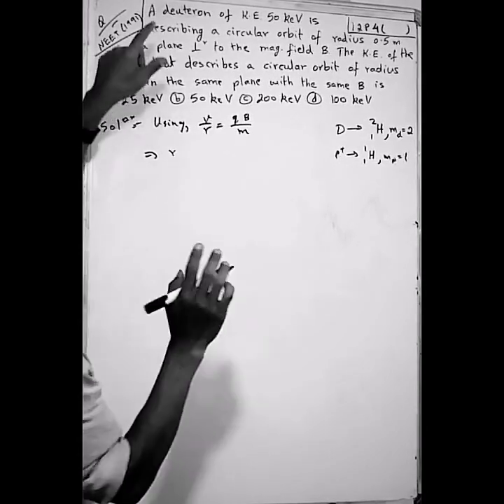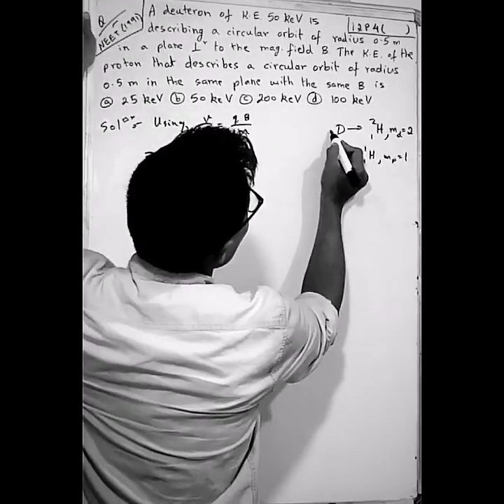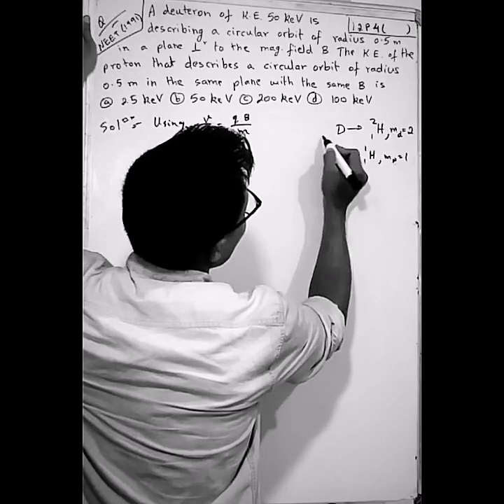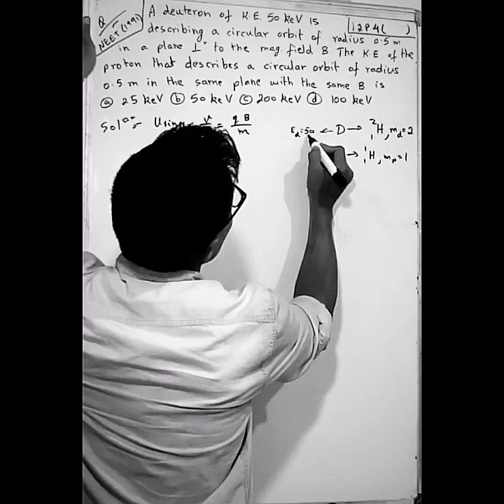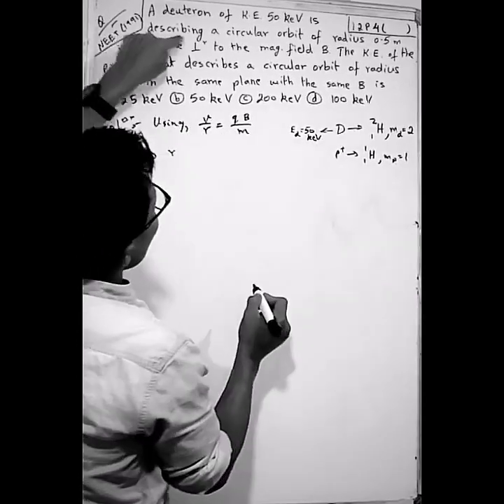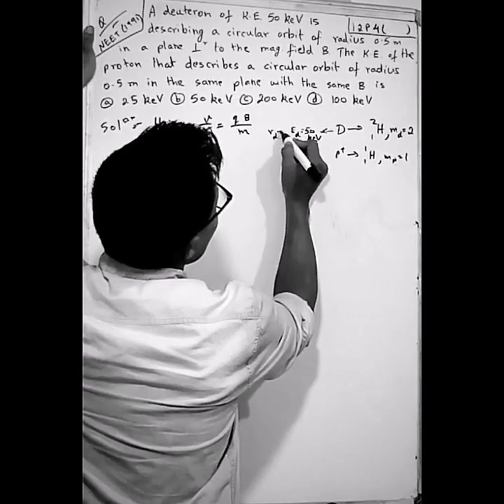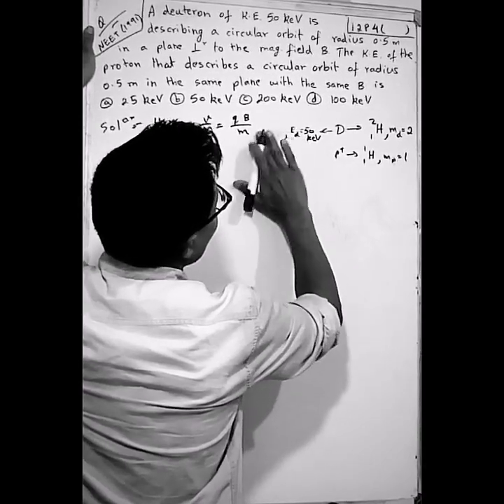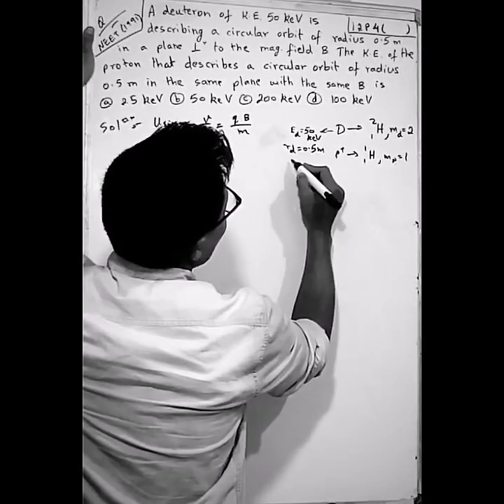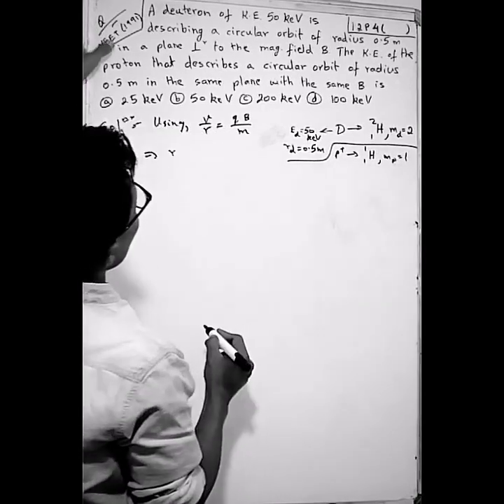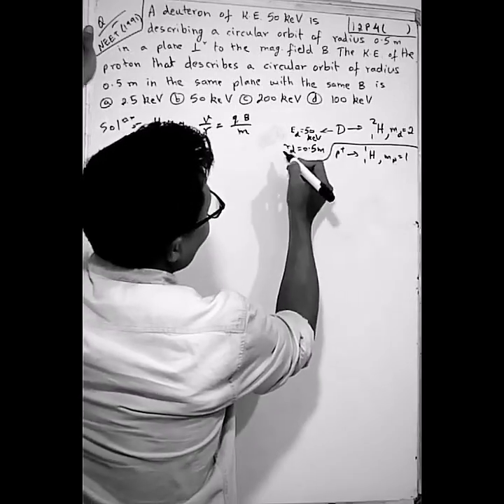R. Since the question is telling that a deuteron of kinetic energy, we have here deuteron of kinetic energy. Let's see. Energy of deuteron is 50 keV, describing a circular orbit of radius R 0.5 meter, in a plane perpendicular to the magnetic field B. We have magnetic field B.